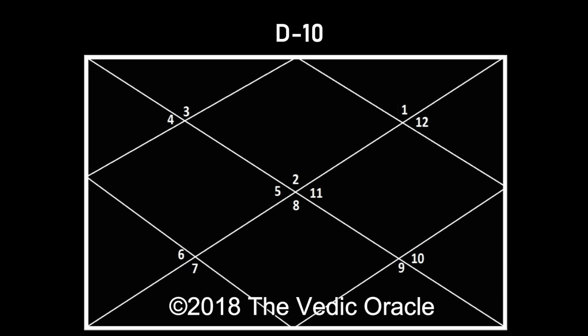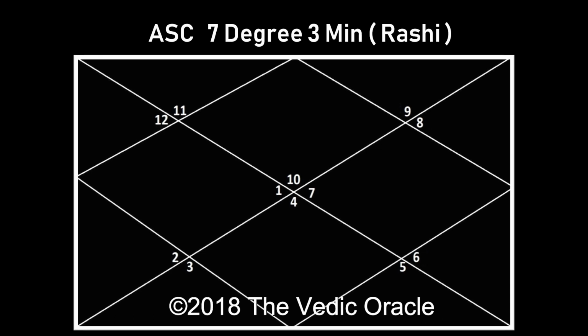How to calculate for an even sign now? Suppose you have Capricorn as rising sign at the degree of 7 degrees 3 minutes. Now 7 degrees 3 minutes falls in the third Dashamsha. Okay, for even signs, counting has to be done from the 9th house. Now in a Capricorn ascendant, Virgo rules the 9th house.